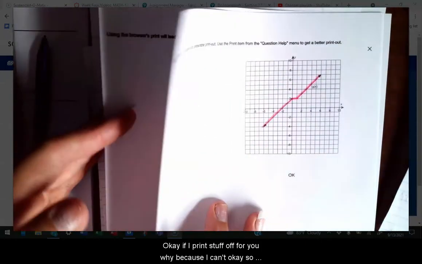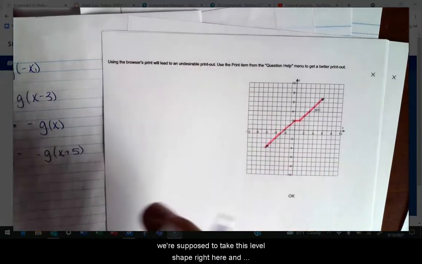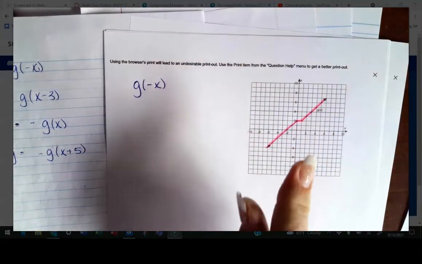Okay, so I printed stuff off for you. Why? Because I can.